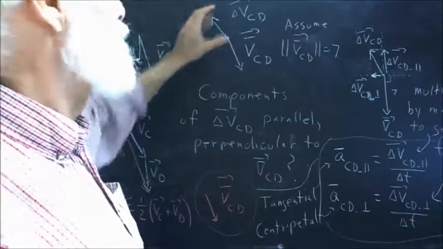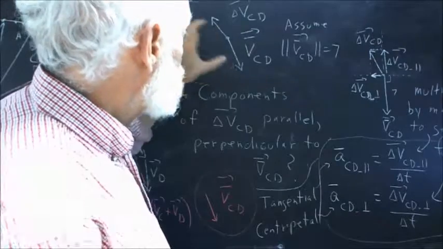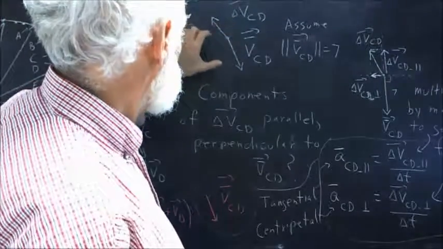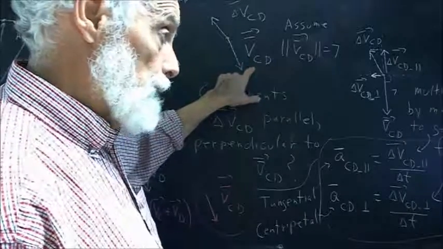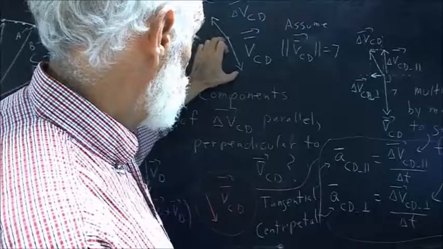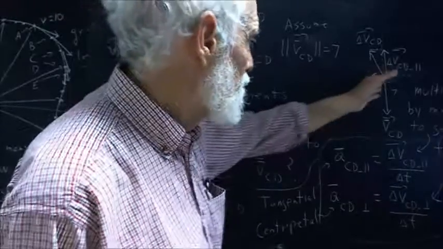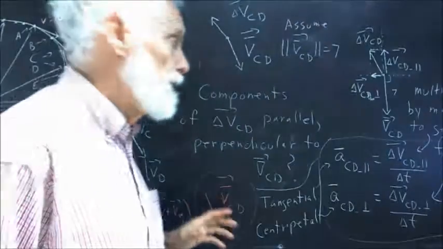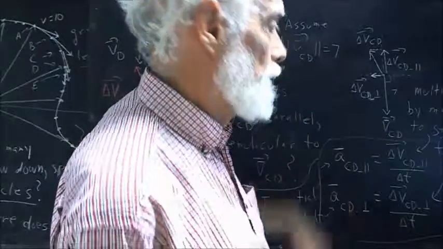Again, the components of the delta VCD vector, the change in velocity vector, parallel and perpendicular to the average velocity vector. So, components of this vector parallel and perpendicular to this vector. I sketched another picture over here that doesn't exactly match this one, but you get the idea. So we have our average velocity vector here, our change in velocity vector here.